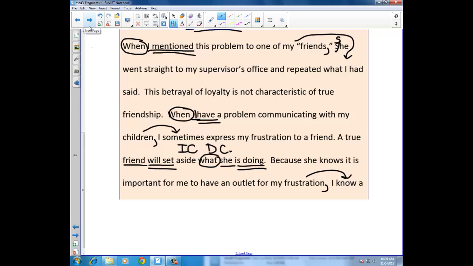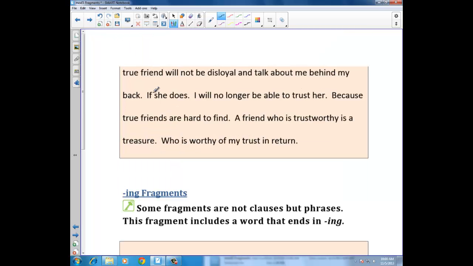Because she knows it is important for me to have an outlet for my frustration, I know a true friend will not be disloyal and talk about me behind my back. If she does, I will no longer be able to trust her. Because friends are hard to find, a friend who is trustworthy is a treasure.